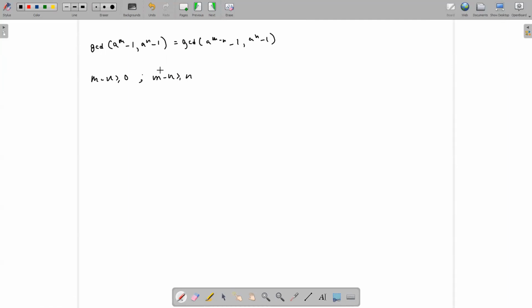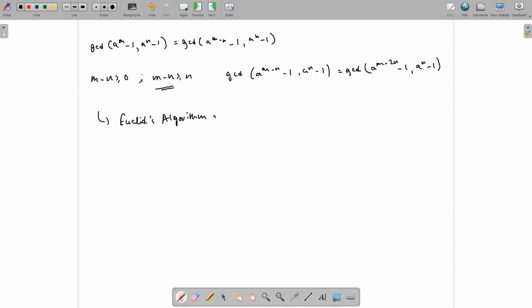So if this is true, then we can write the GCD of a to the power of m minus n minus 1 comma a to the power of n minus 1. This is equal to the GCD of a to the power of m minus 2n minus 1, a to the power of n minus 1. And we can go on like this. So what is this basically? This is Euclid's algorithm running in powers, right?